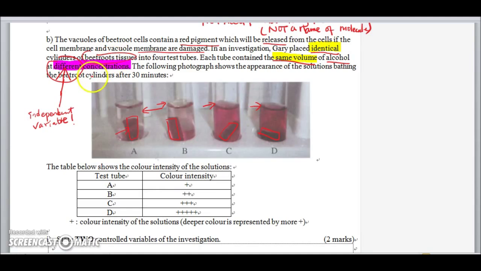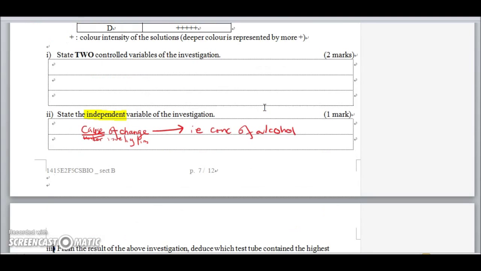And the only thing that is different is the concentration. So this must be the independent variable. And then they look for the color differences, the intensity. So control variables would be those that are kept the same. And you can mention the size of the beetroot. And also, you can name the volume of the alcohol.